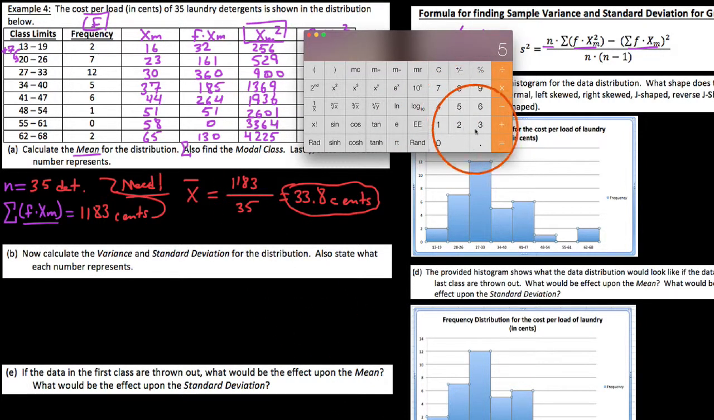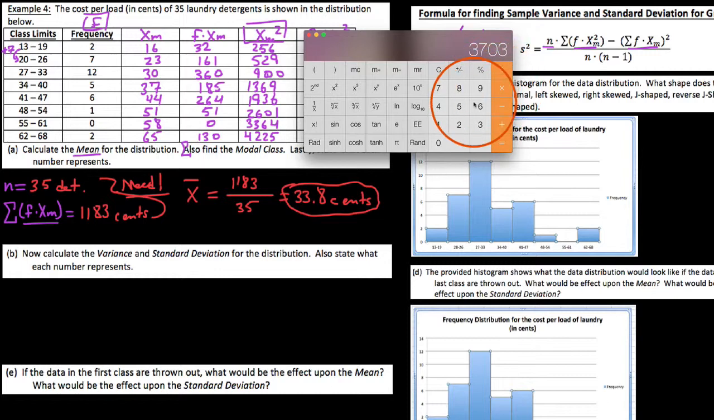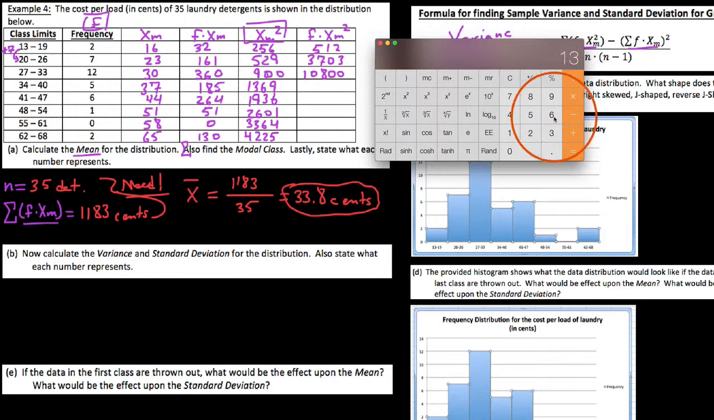Whoa, okay, so I don't know this one. 529 times 7. We get a value of 3703. This time we're going to take 12 times 900. So 12 times 900, I believe is 9600, but I think I'm wrong here, 10,800. So we're going to take this 5 now times 1369. So 5 times 1369, 6845.